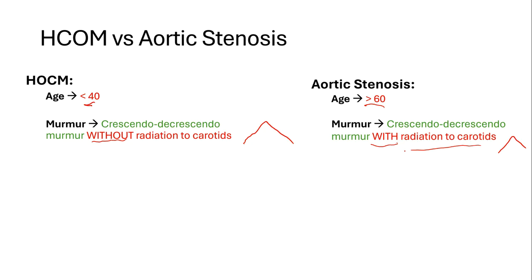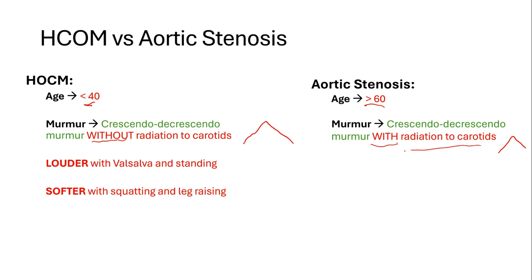They will probably never give you with or without radiation on board exams, as they want you to know typically what makes this louder and what makes these murmurs softer. The basis is off of HOCM, or hypertrophic obstructive cardiomyopathy. This is preload dependent. So I will quickly go over what increases it and what decreases it, and then I'll explain why. So typically HOCM is louder with Valsalva and standing.